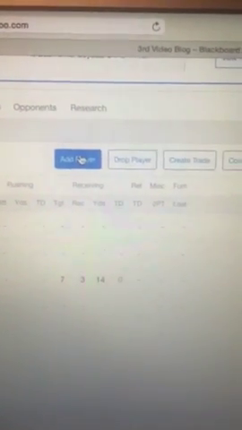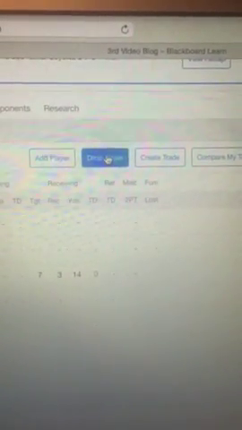And then what I was saying was, if you come over here, you can pick to add a player if you have an open spot on your team, which right now I don't. I have a full roster. You can also drop a player as well.